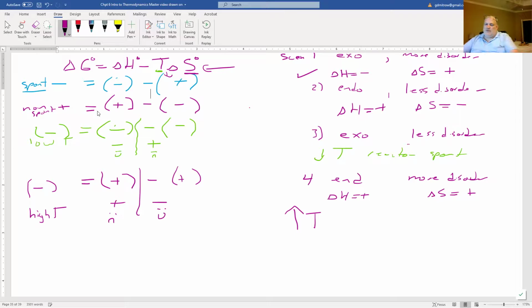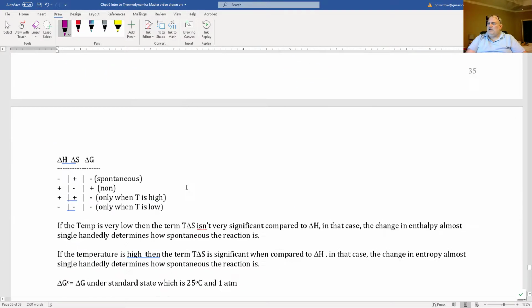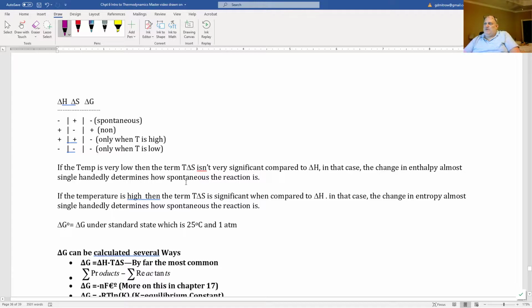Now I've put all this stuff together into a little chart here, and this is repeating what I've said. Under what conditions? Well, if we have a negative enthalpy and a positive entropy, it's spontaneous always. If you have a positive enthalpy, which is bad, and a negative entropy, which is also bad, you're non-spontaneous always. But if you have a positive enthalpy, which is bad, and a positive entropy, which is good, if the temperature is high, it'll work. If you have a negative enthalpy, which is good, and a negative entropy, which is bad, then if you lower the temperature, the reaction will work.